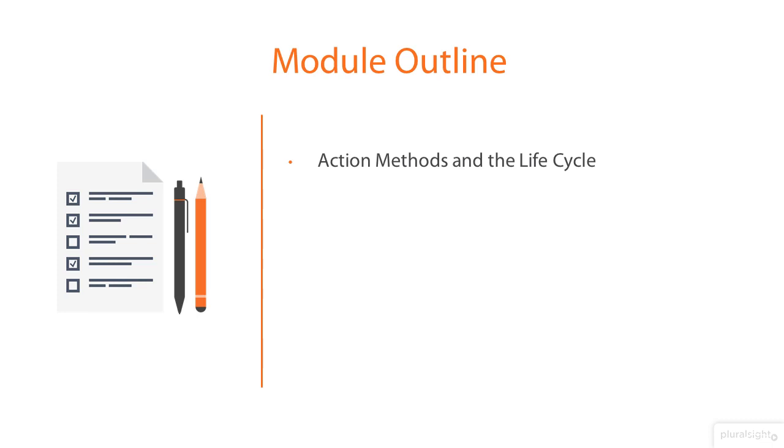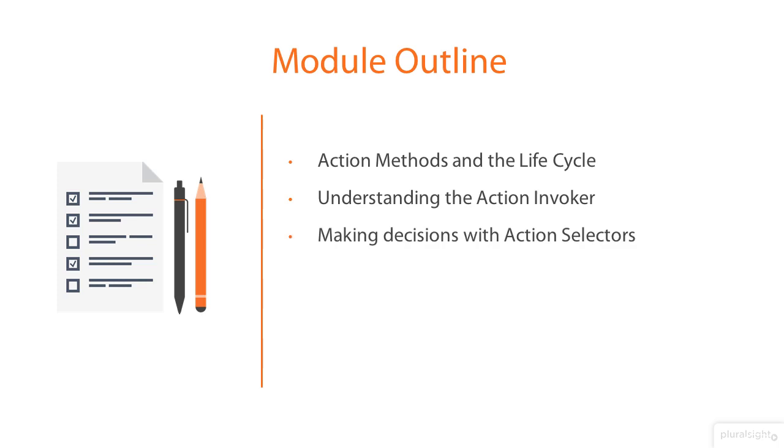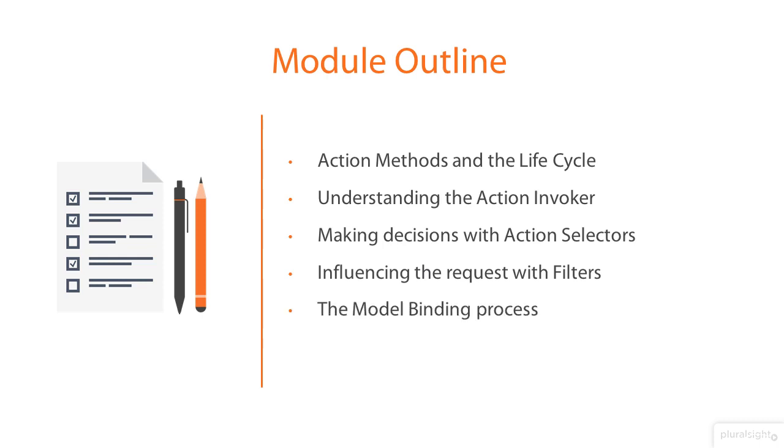First, we'll explore the action invoker and discuss how it maps the current request to an action method. We'll then discuss action selectors, which are a supporting component that helps the action invoker make decisions. Next, we'll discuss filters and how they can influence a request as it travels through an action method. We'll also discuss where model binding fits into the pipeline and the impact that it can have on action methods.